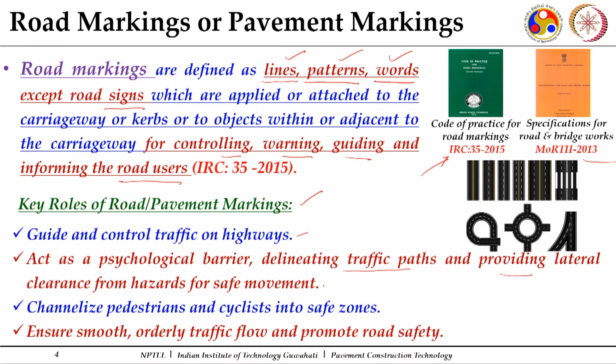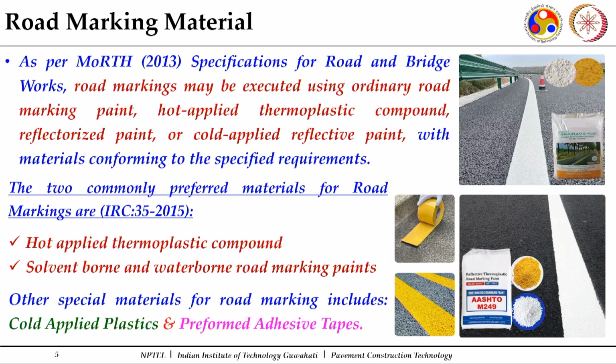So, channelize pedestrians and cyclists into safe zones. This is also important because these are the vulnerable users. So, we try to channelize them, because there may be a good amount of pedestrians and bicyclists present in the traffic composition. Ensure smooth orderly traffic flow and promote road safety. So, these are some of the key roles of road markings, or we can say pavement markings.